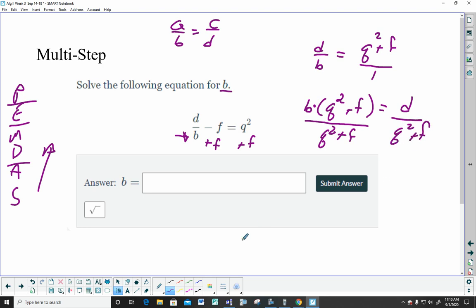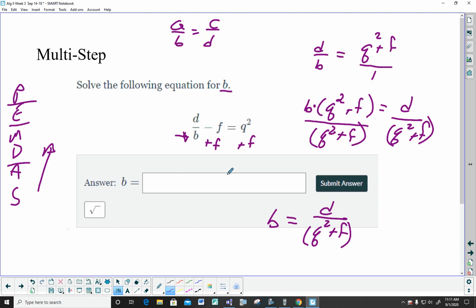So your answer is, sorry, this is kind of in the way and all over the place, b equals d over q squared plus f. That would be your answer. Okay? You can have it in parentheses if you want. The parentheses really aren't needed at that point. They are needed originally here, but they're not needed in the final answer.